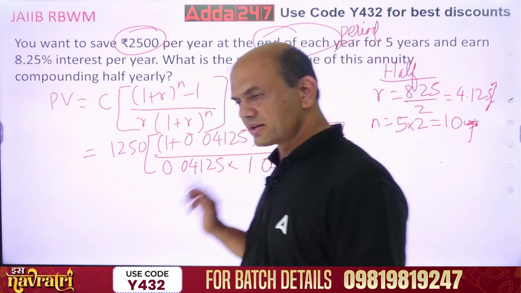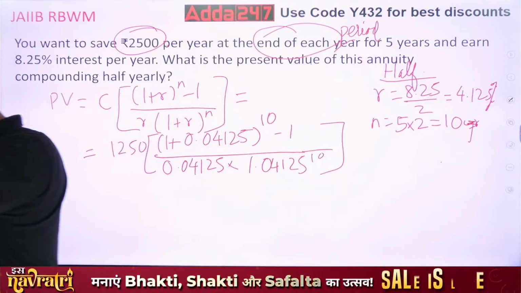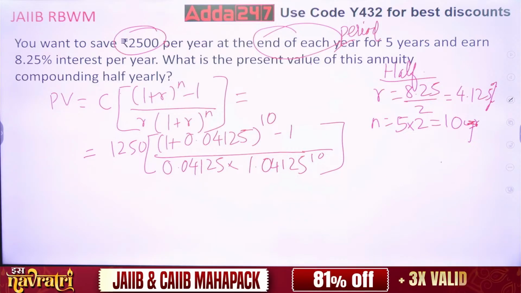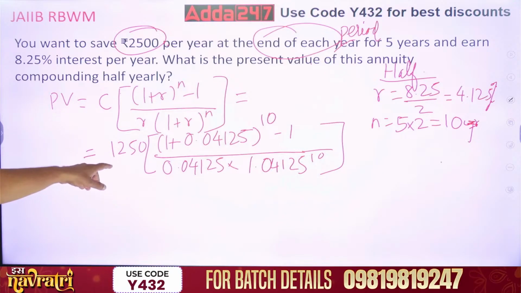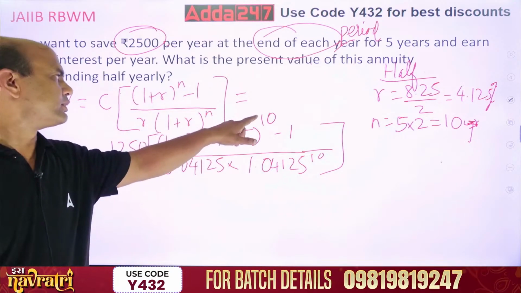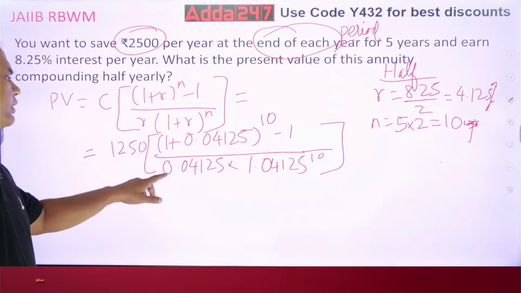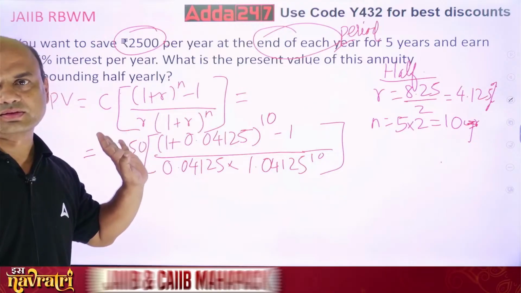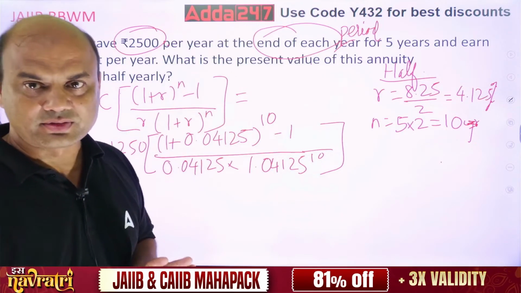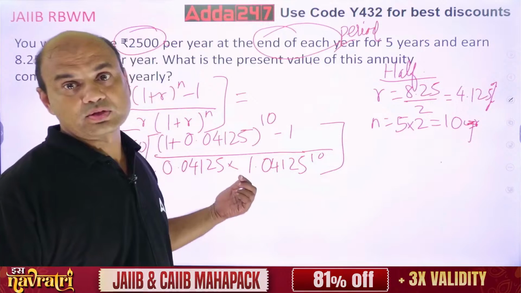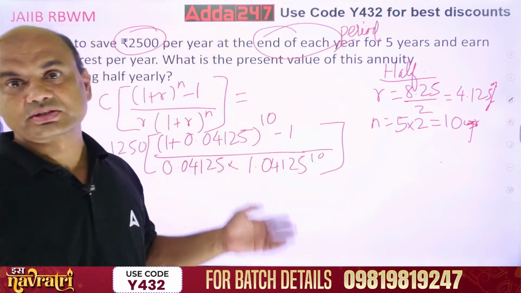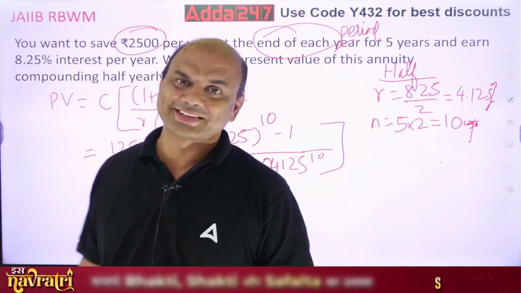Everyone check this again, because this is not that simple to understand. C into 1 plus R raised to n minus 1 upon R into 1 plus R raised to n. It's not that simple. Now do the calculations. Those are still tougher. You don't get it like that, these are 2 marks questions.